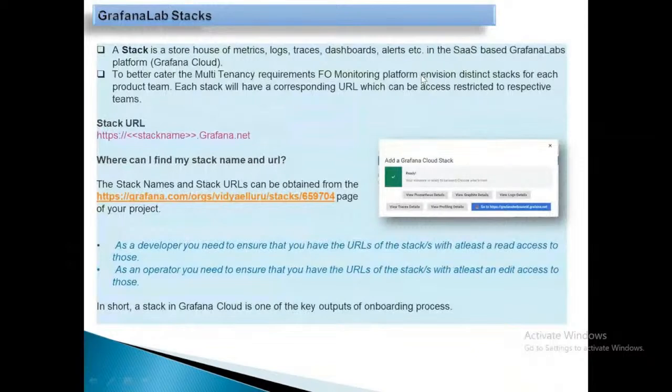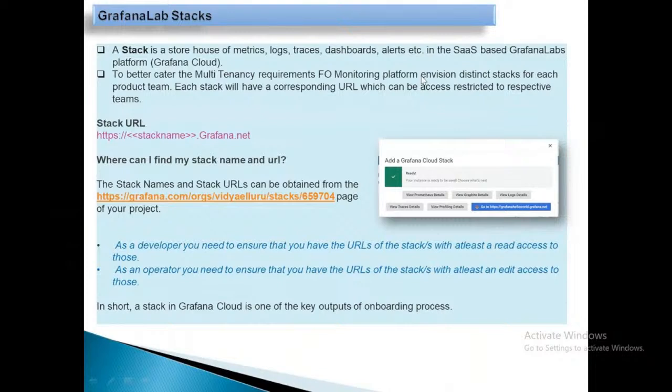Basically, Grafana Cloud comes with stacks. These stacks are kind of like a storehouse, we can call it a warehouse, where they keep the database of metrics, logs, traces, dashboards, and alerts for each team. Suppose you have 6 to 7 departments in an organization, like development, testing, performance testing, UAT and production. We'll be creating a different stack for each team, so that they have their own database of alerts, logs, and everything, which will be easy to manage.